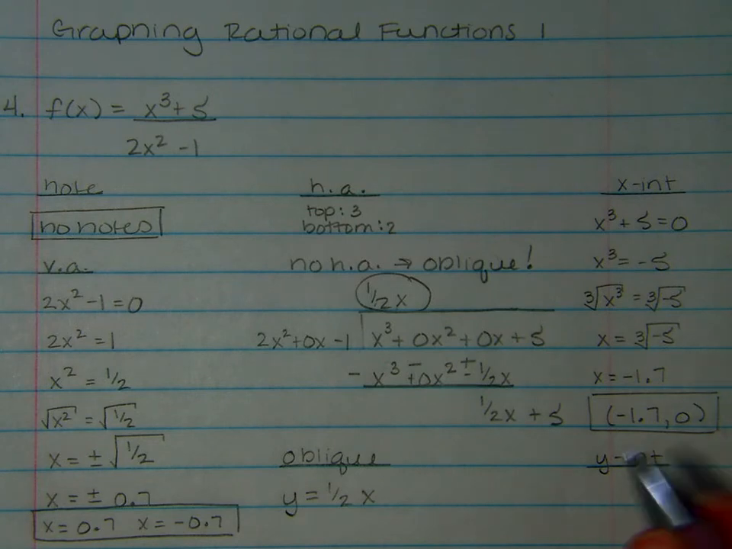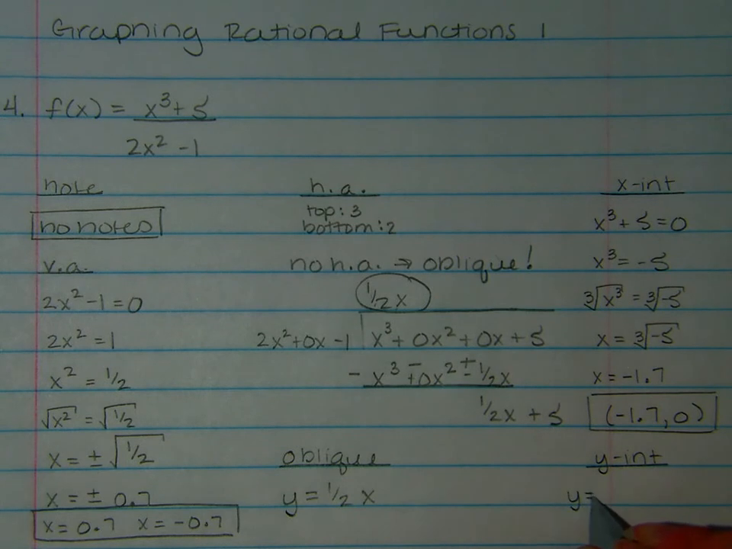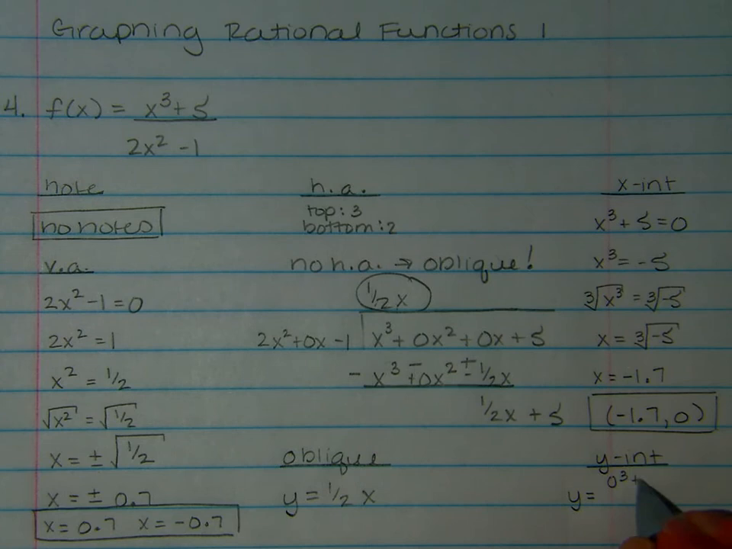All right. So my y-intercept I find by plugging 0 in for x and solving for y. So that's 0 cubed plus 5 over 2 times 0 squared minus 1, and you get 5 over negative 1. And so my y-intercept is negative 5, and remember that's a coordinate, so it's the coordinate 0, negative 5.